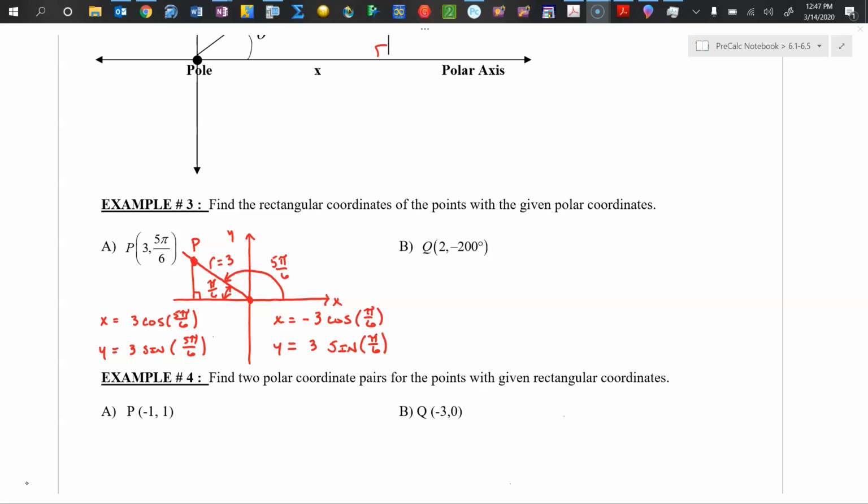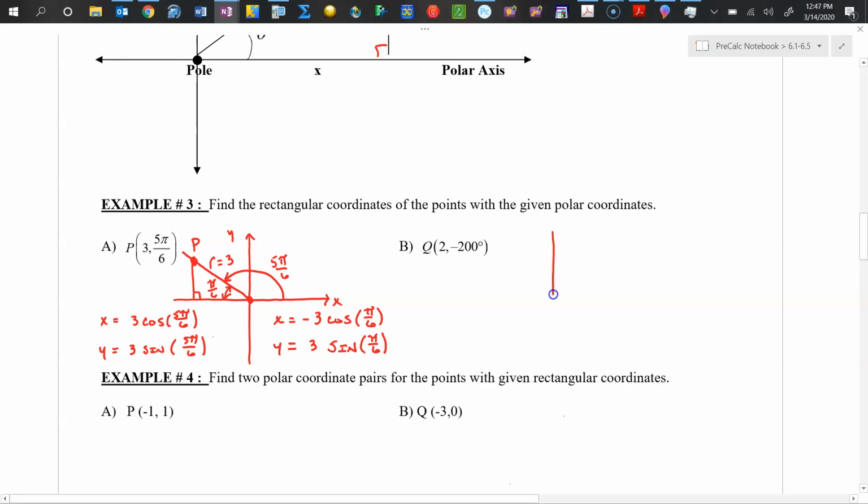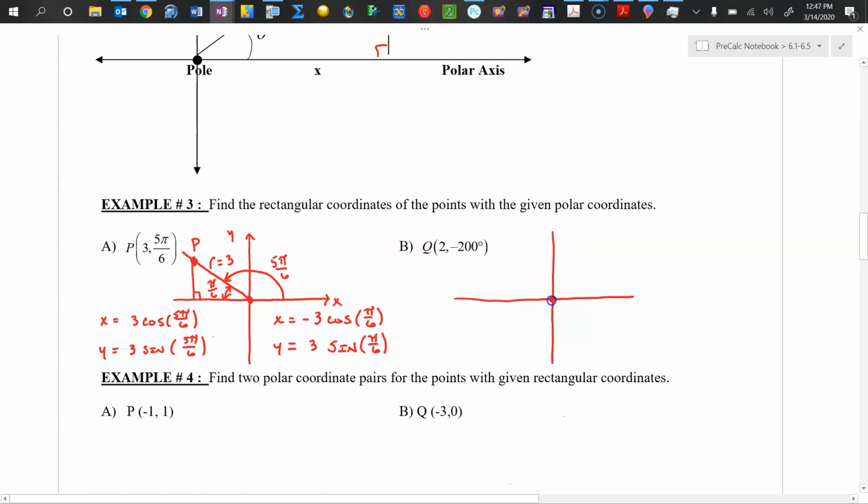For my second example, I am going to draw the x and the y-axis, mark the origin or the pole, mark the polar axis or the positive x-axis, and we are going to rotate in a clockwise direction 200 degrees. So let's see, that's negative 90, negative 180, and another 20 degrees. So basically, we're going to draw our terminal angle, the terminal side of our angle right there, negative 200 degrees.